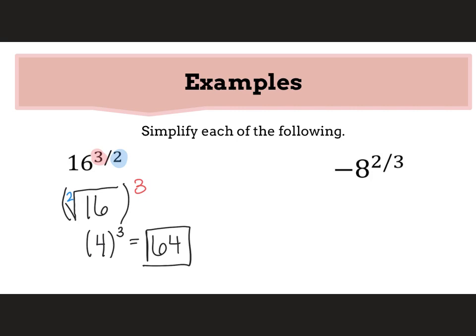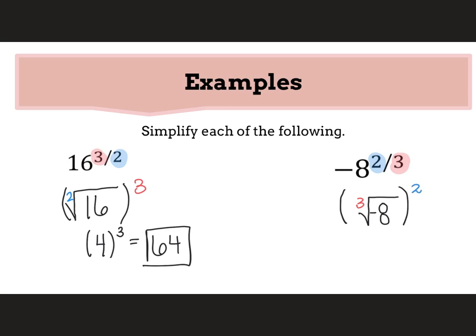We do the same process in our second example, so it's easiest to just set up your square root first. The denominator becomes the index. The numerator becomes the exponent.